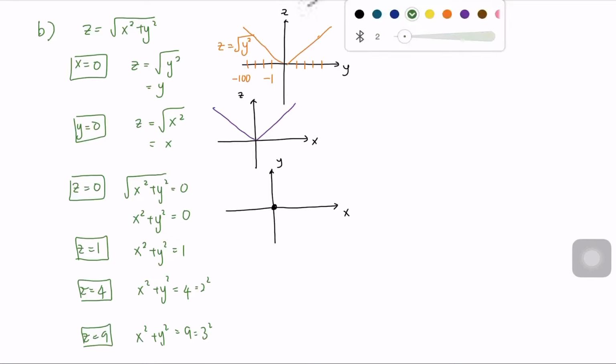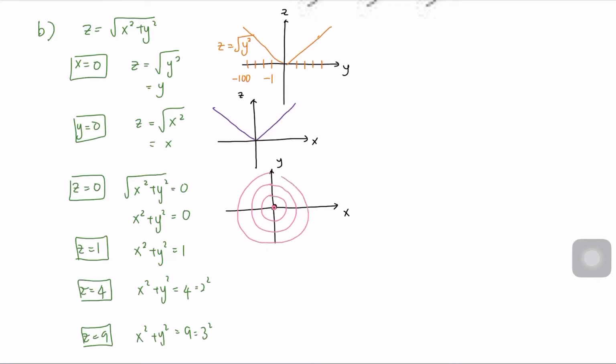So that's why we need to have, we know that here is z equal to 0, and then z equal to 1, z equal to 4, z equal to 9, which is here is a value of 1, here is a value of 2, here is a value of 3. But we need to label our level curves here. This one is z equal to 0, this one is z equal to 1, this one is z equal to 4, this one is z equal to 9.